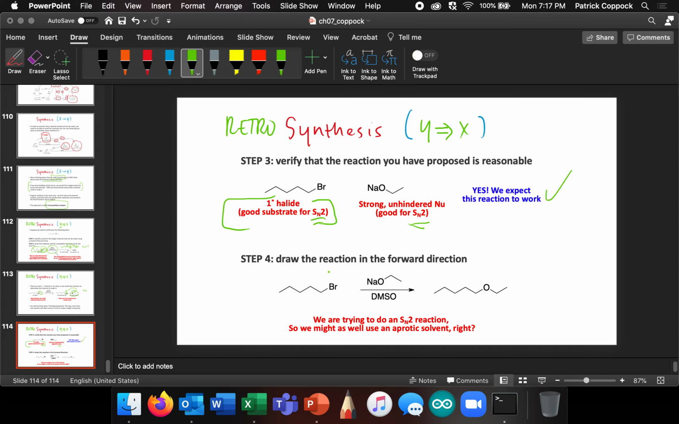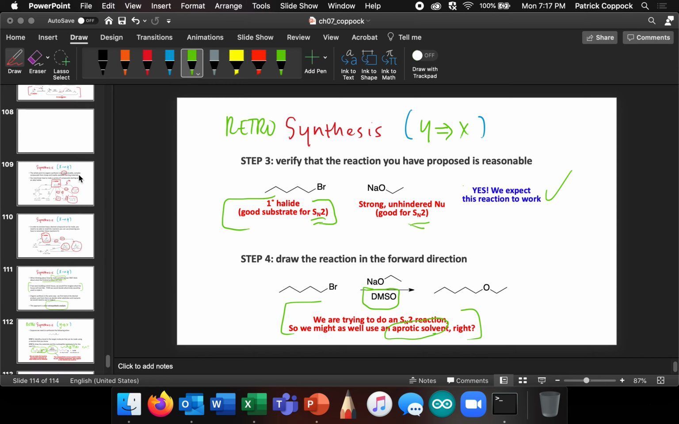Then we draw the reaction in the forward direction. This is the last thing we do, we just draw it out and say, is this legit? Now, for SN2, you want a polar aprotic solvent. So we choose one from our toolbox, polar aprotic solvent, and bam, there you have it. Okay, this is going to require a lot of practice.